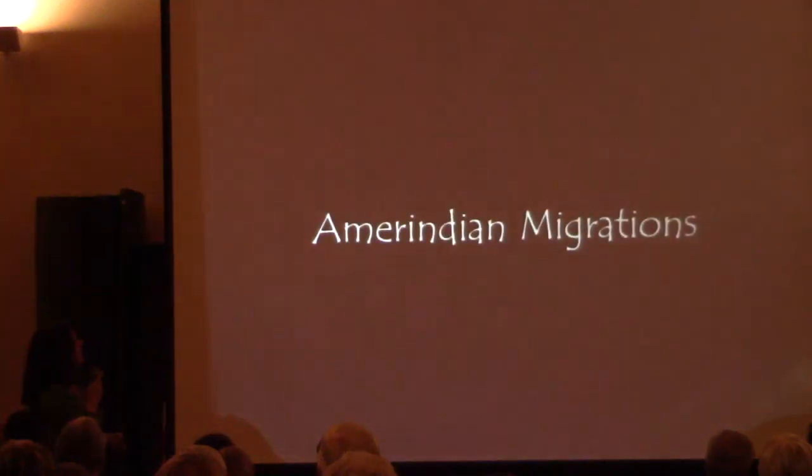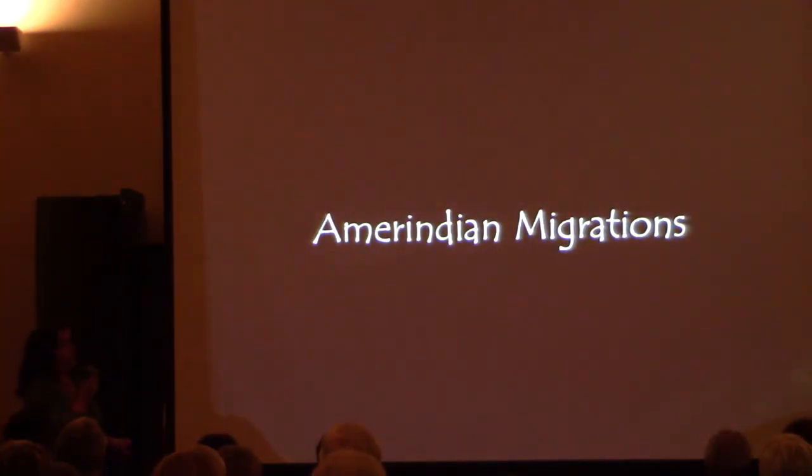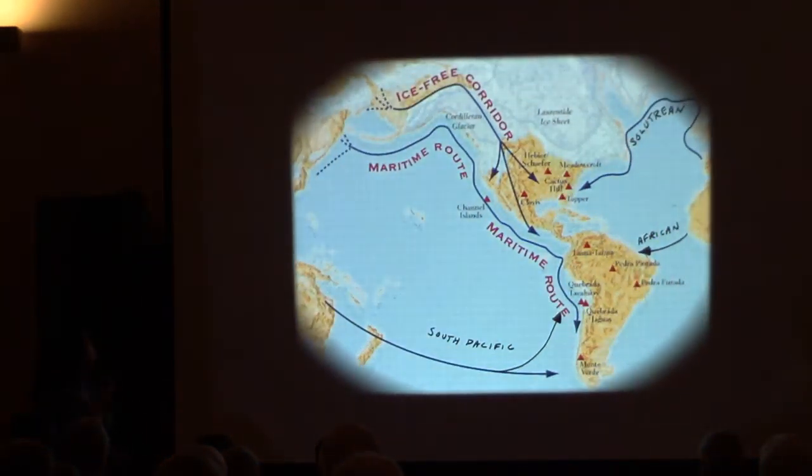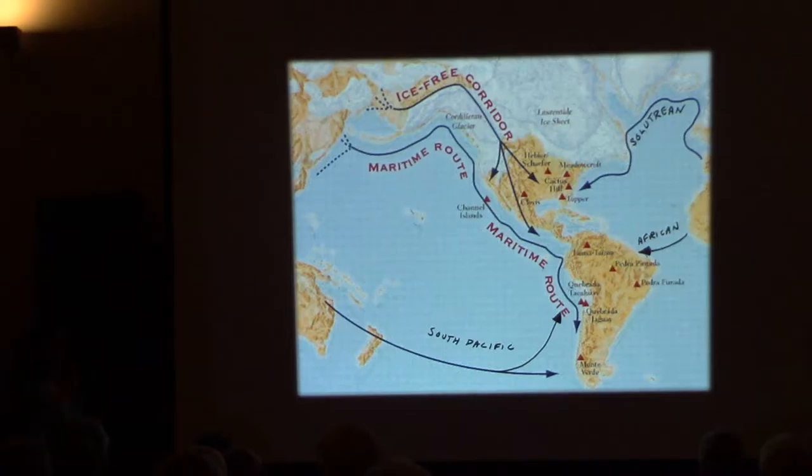So now, very quickly, I have to talk about Amerindian migrations. Don't worry, we're getting to the good stuff. The stories are coming very quickly. But I do want you to have an understanding of some general stuff. The people that we call Native American, including the Hopi and the Navajo, who are two of the oldest peoples of Arizona, how did they get here?